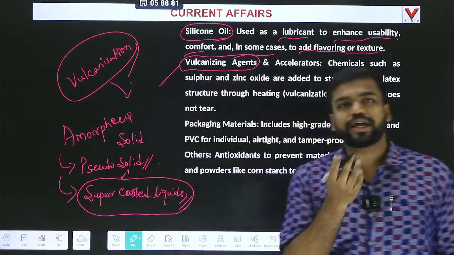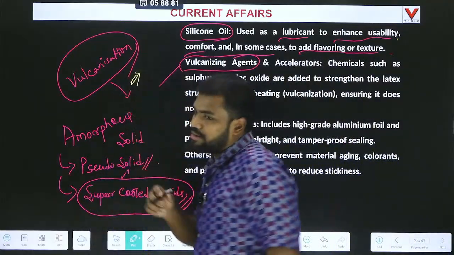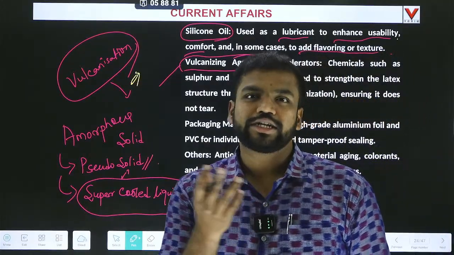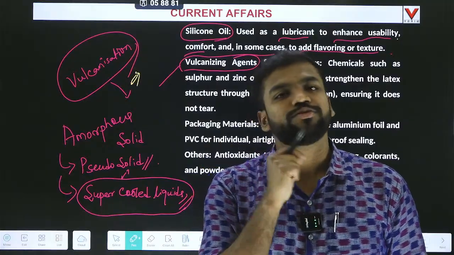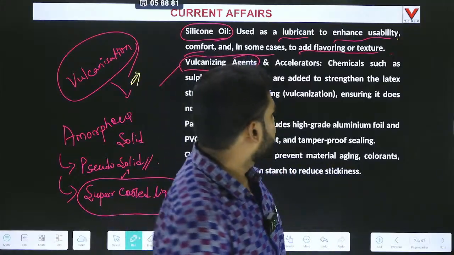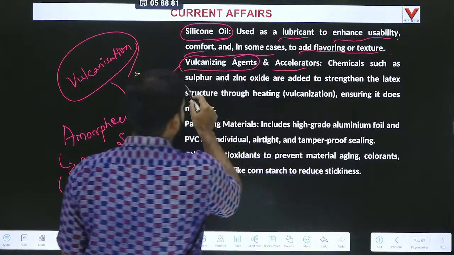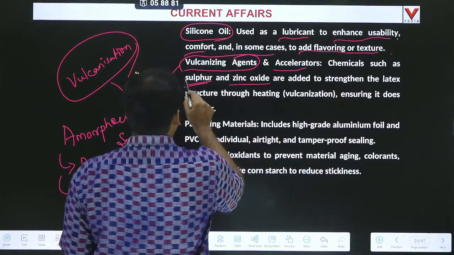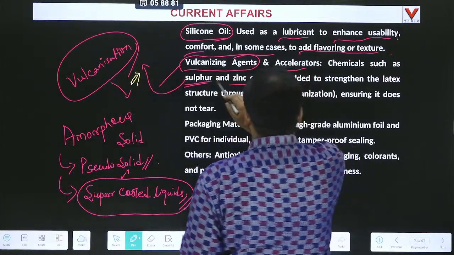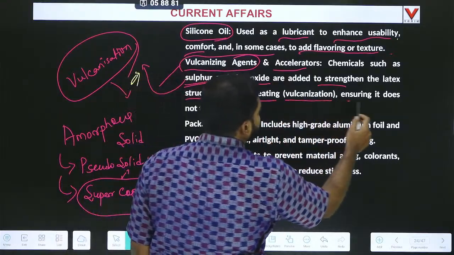But how is rubber manufactured? Through the process of vulcanization. Sulfur is added to rubber in the process of vulcanization, which converts it into the usable format of rubber, like an eraser or rubber band. That is the vulcanizing agent, right? Accelerators, chemicals such as sulfur, as I said, and zinc oxide. Sulfur is used in the vulcanization process of rubber, right? Please remember this fact. It's important. It is added to strengthen the latex structure through heating and vulcanization.